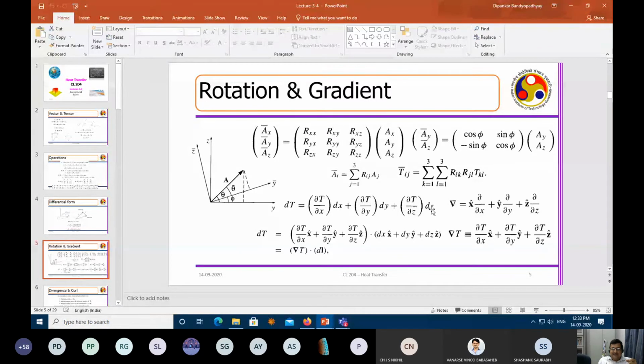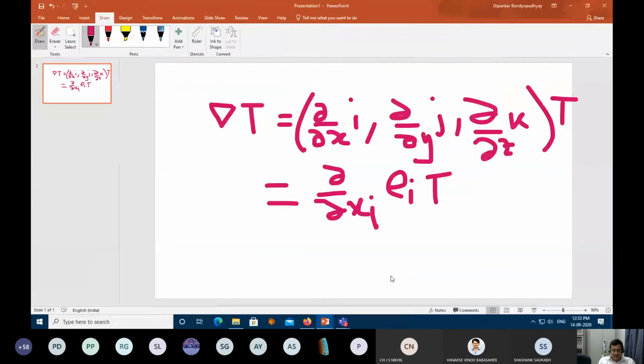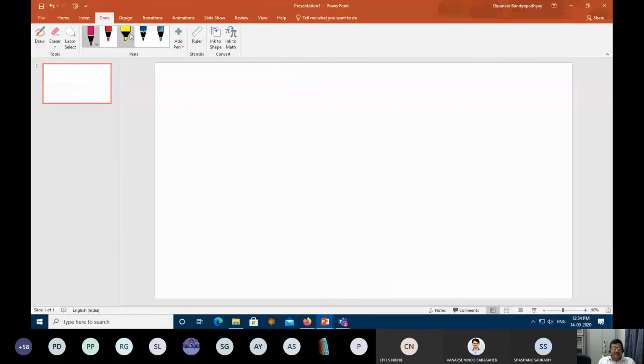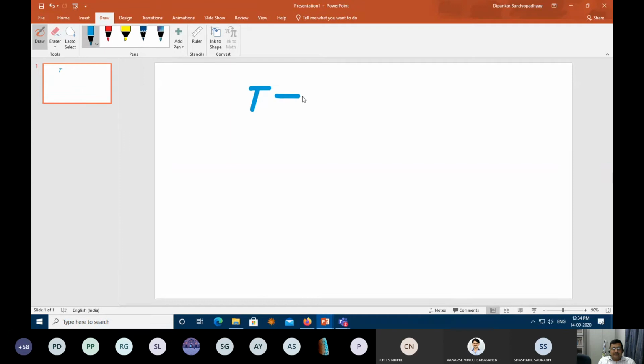Now this can be differentiated into two forms. One is del t by del x x cap, del t by del y y cap, del t by del z z cap. Let us do that in front of you, then it will be very clear for all of you. So what is t if I have a situation like, say suppose, t is a function of x, comma, y, comma, z.